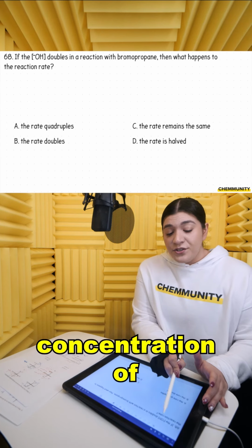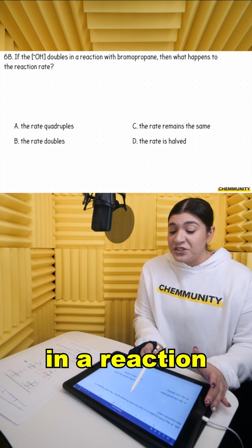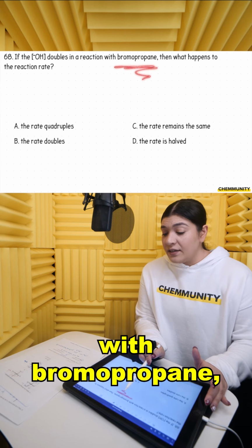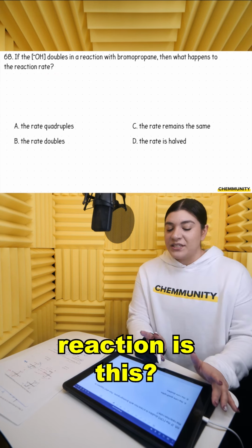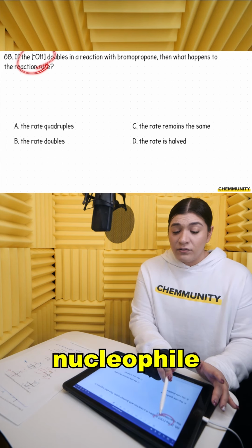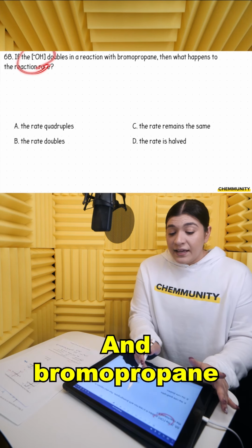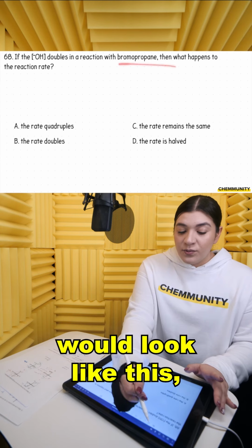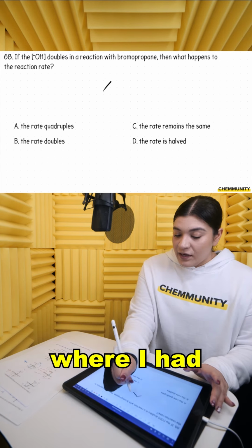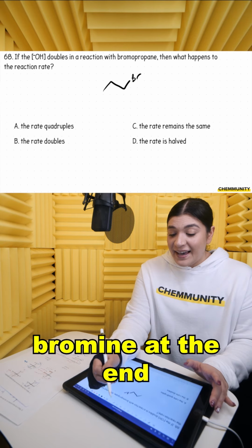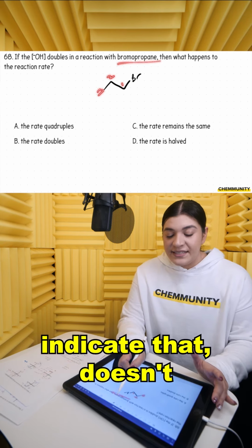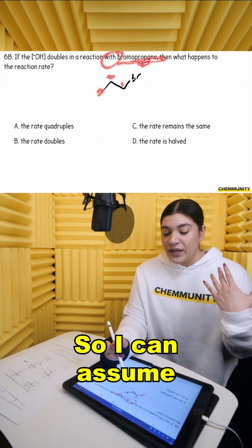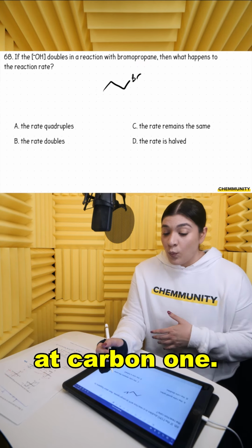68. If the concentration of OH doubles in a reaction with bromopropane, then what happens to the reaction rate? Well, what kind of reaction is this? I have a strong nucleophile, or strong base, and bromopropane would look like this, where I had bromine at the end, and it would be at carbon 1, because this doesn't tell me the location, so I can assume that it had to be at carbon 1.